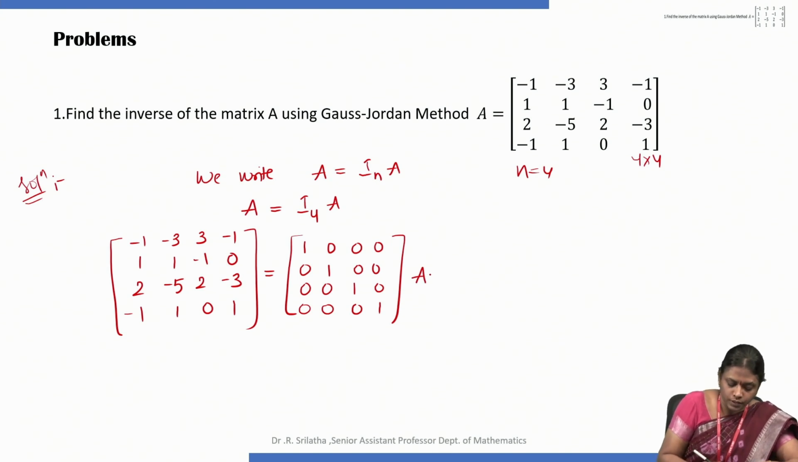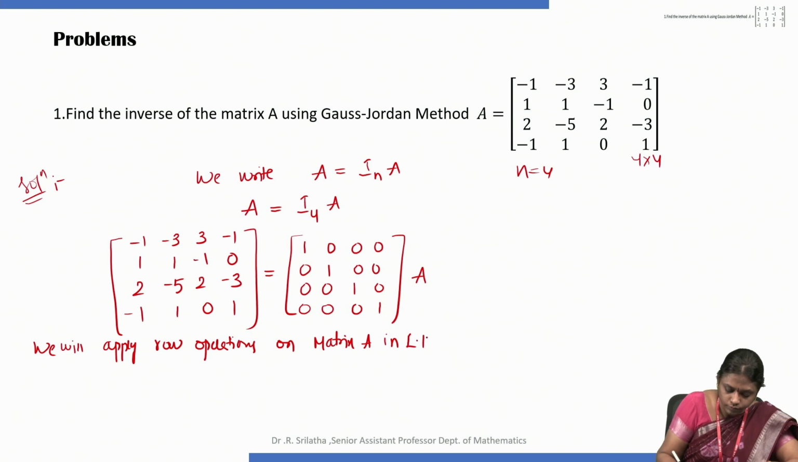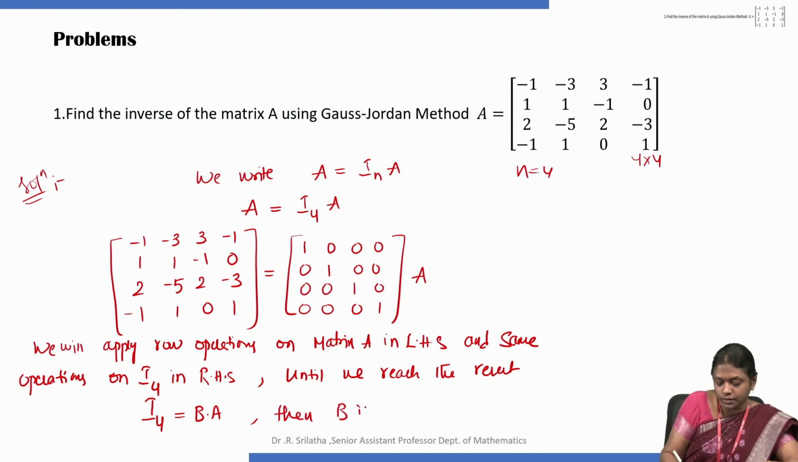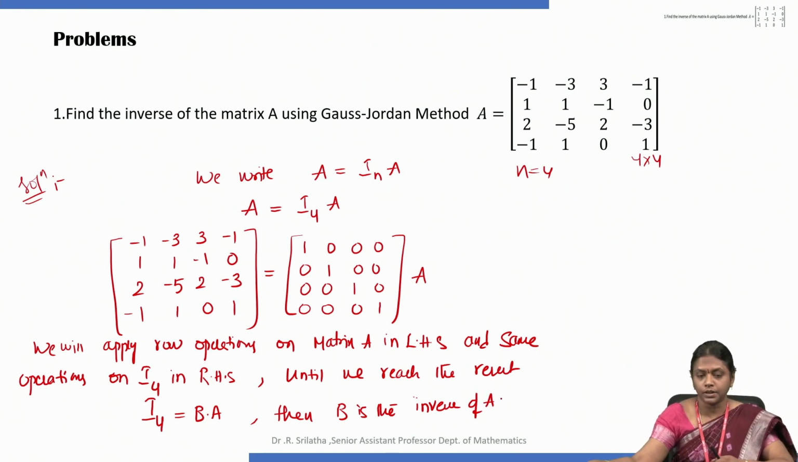capital A. Now what is the first step here? We will apply row operations on matrix A in LHS, and the same operations will be implemented on identity matrix of order 4 in RHS until we reach the result I suffix 4 is equal to capital B into A. So here obviously we'll call capital B the inverse of capital A. So now we move to the next step.